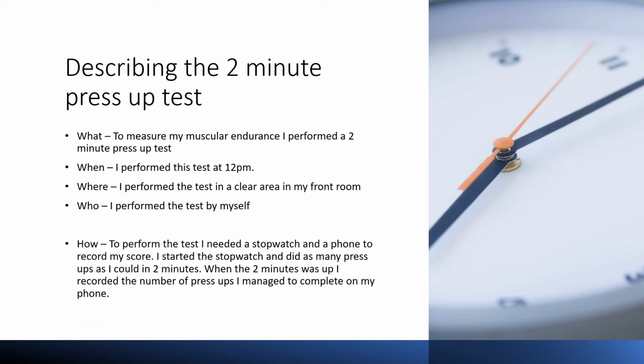Finally, how? To perform the test, I needed a stopwatch and a phone to record my score. I started the stopwatch and did as many press-ups as I could in 2 minutes. When the 2 minutes was up, I recorded the number of press-ups I had managed to complete on my phone. So as you can see, when I read this back, I feel I've given enough information that someone reading it through could perform the test exactly as I did.